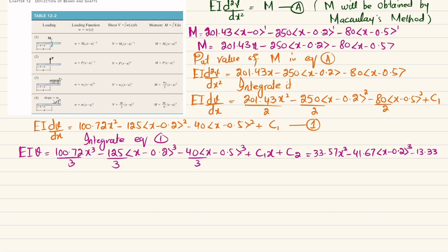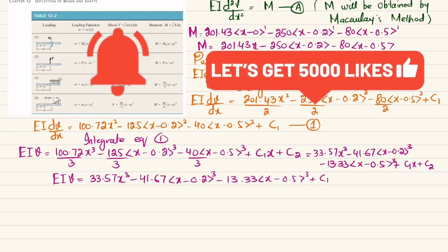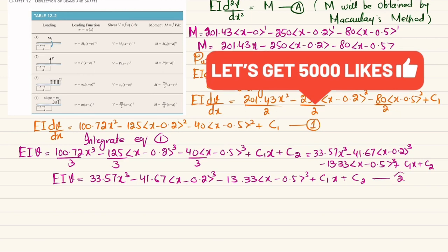13.33 into ⟨x − 0.5⟩³ plus C1x plus C2. So if I write it over here, EI into V is equal to 33.57x³ − 41.67⟨x − 0.2⟩³ − 13.33⟨x − 0.5⟩³ + C1x + C2. This is equation number 2.